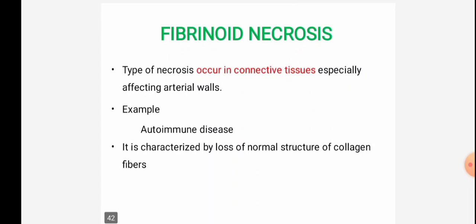The next type of necrosis is fibrinoid necrosis. It occurs in connective tissues, especially affecting arterial walls. For example, in autoimmune diseases; an example of an autoimmune disease is rheumatoid arthritis. It is characterized by loss of normal structure of collagen fibers.